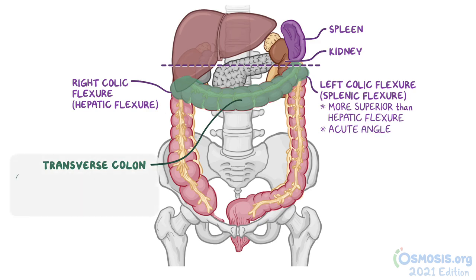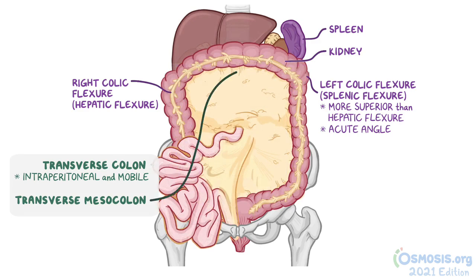The transverse colon is intraperitoneal and therefore mobile and can hang down to the level of the umbilicus. It has a mesentery called the transverse mesocolon that is rooted alongside the inferior border of the pancreas, loops down, and can extend past the iliac crests.